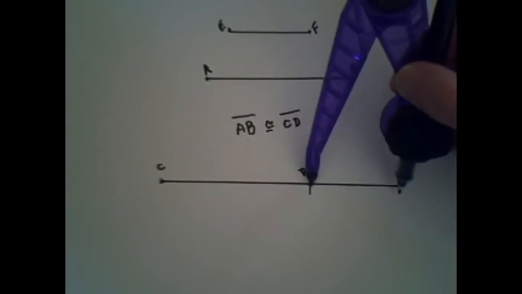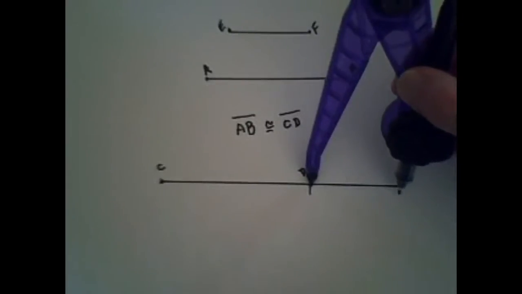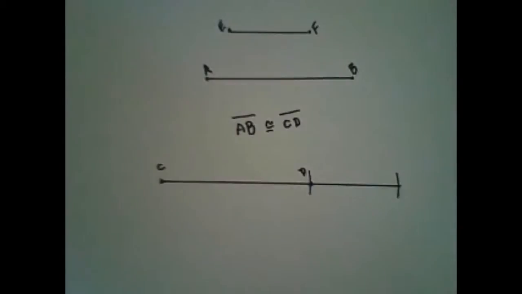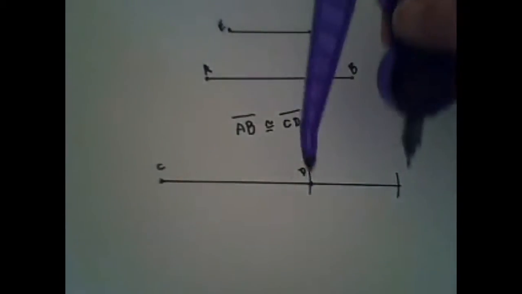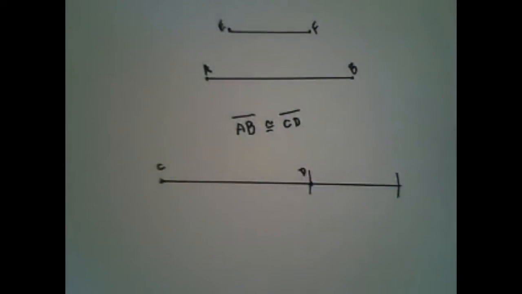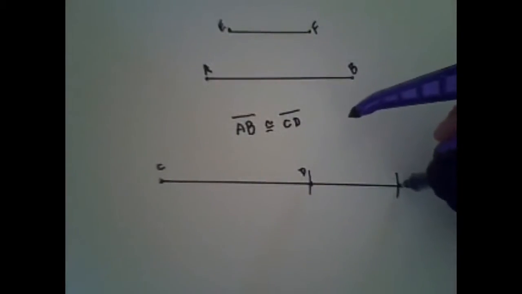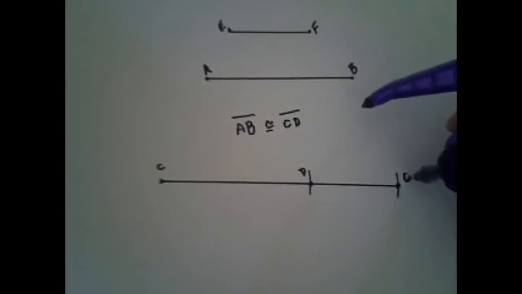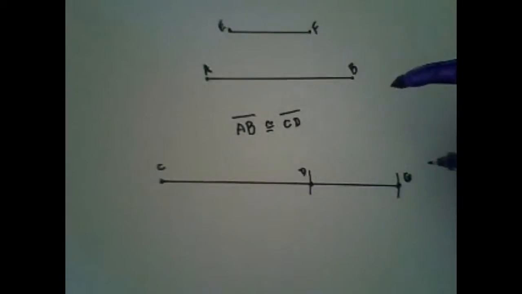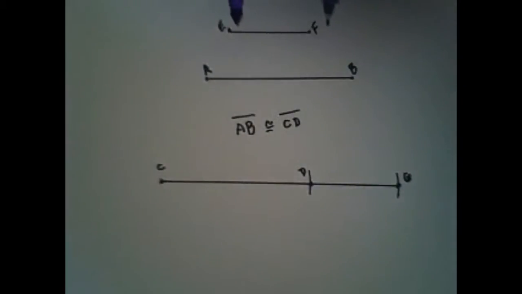Now my line segment that I'm copying this to is almost too short. If I needed to lengthen it, I would, but I think it's going to work. And I'm going to make another arc here. Remember, that is the same length as segment EF, so the segment that I have just created, and I'll label this point G, so segment CG is the same length as the sum of the lengths of segment EF and segment AB.